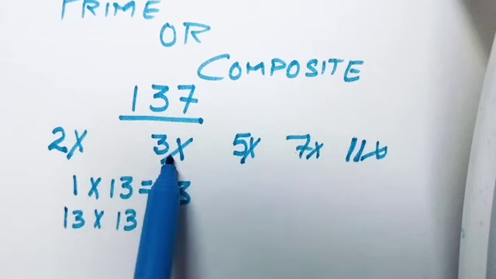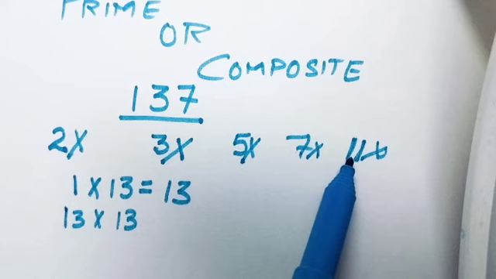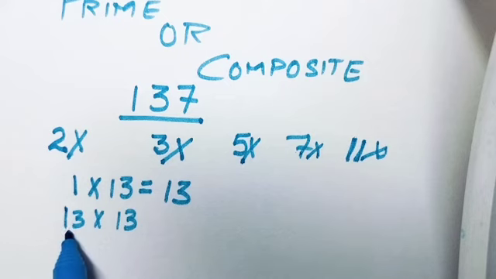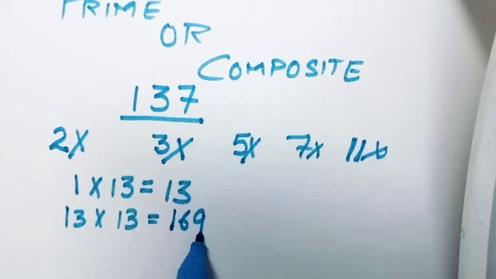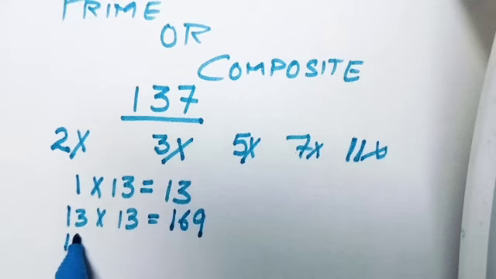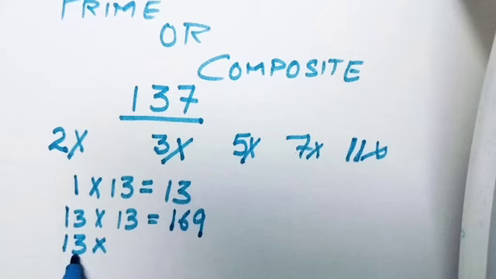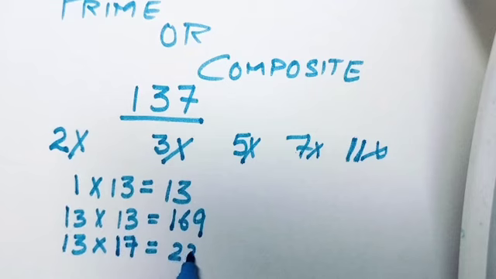8 into 13 in 2's table. 9 into 13 in 3's table. And 10 into 13 in 5's table, 2's table. 11 into 13 in 11's table. But 13 into 13 has the smallest prime factor as 13. So it has appeared for the very first time in 13's table only. So 13 into 13 is your 169. The next number which appears for the very first time in 13's table, that means 13 is the smallest factor of it, is going to be 13 into 17, and that's going to be 221.